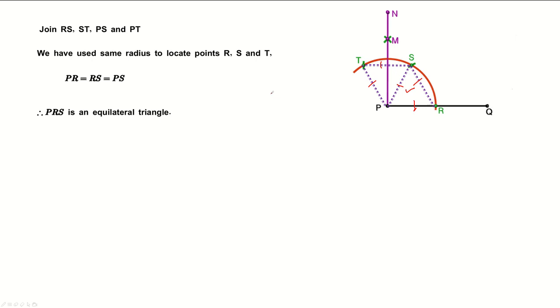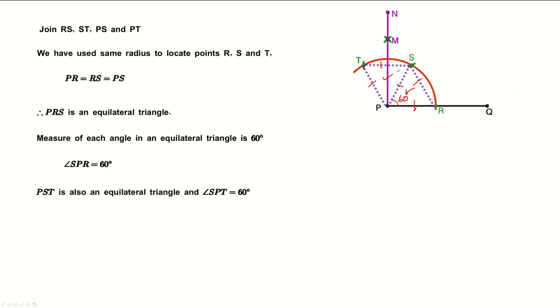We know that the measure of each angle in an equilateral triangle is 60 degrees. So angle SPR, this angle, is 60 degrees. Each of the angles is 60 degrees, but for our purpose we need this angle. Again, consider this triangle. It is also an equilateral triangle and angle SPT equals 60 degrees.